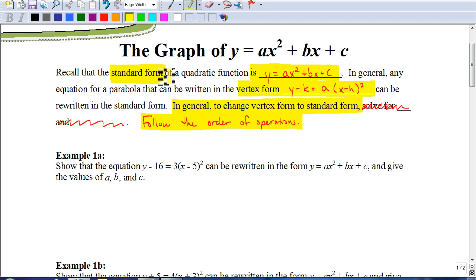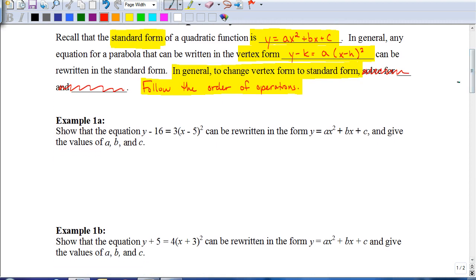In order to change vertex form to standard form, we're just going to follow the order of operations. If you can remember that, you'll do fine with simplifying these. So let's look at an example. Here it says, show that the equation y minus 16 equals 3 times (x minus 5) quantity squared can be written in standard form and give the values of a, b, and c. I do want you to identify what the values of a, b, and c are when we get finished. That's going to be helpful later on in the chapter.